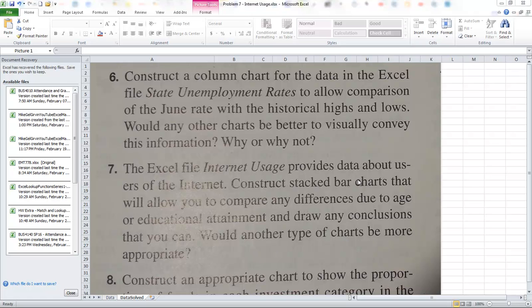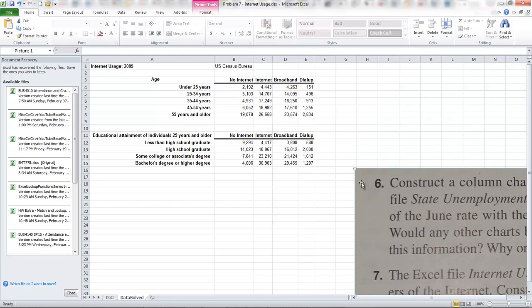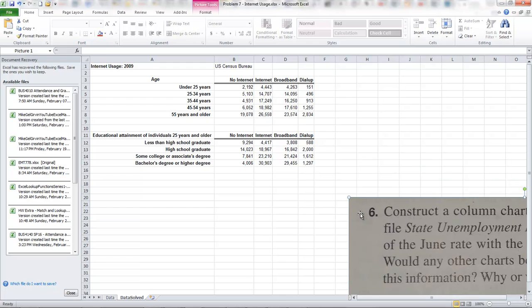Well, they mentioned stacked bar charts. We're going to go for a stacked column chart for our solution here. So the column charts are vertical lines or bars, and the bar charts in Excel nomenclature are horizontal lines or horizontal bars.